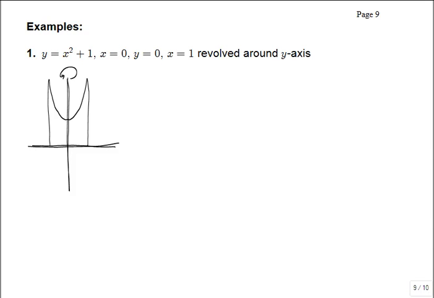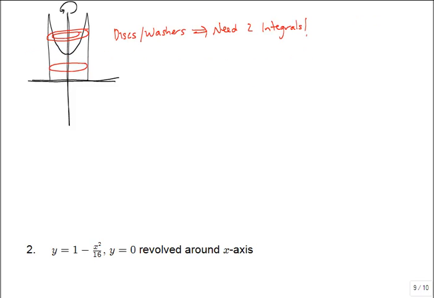Okay? So in this problem, what we discovered when we first did it originally is that washers were a bad idea, because up here you need a washer. But down here you need a disk. So if you do this with disks or washers, you would need two integrals, which means more work for us, which we don't want. So we don't want to do it this way. Instead, what we want to do is use shells.